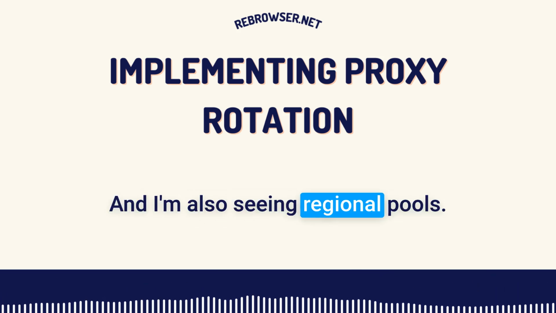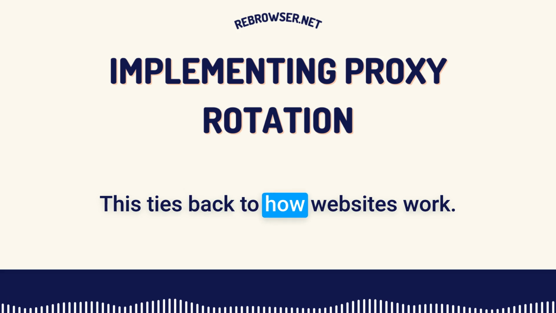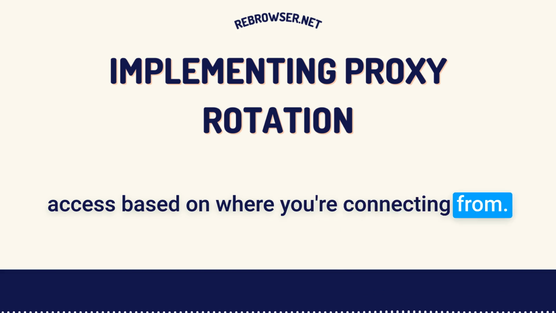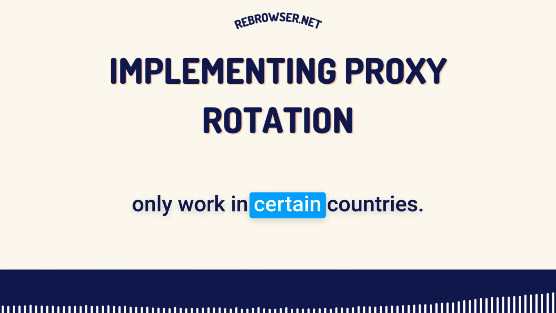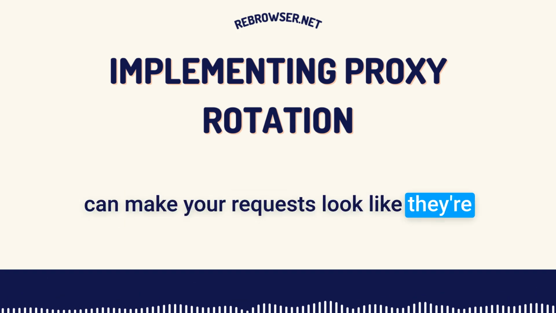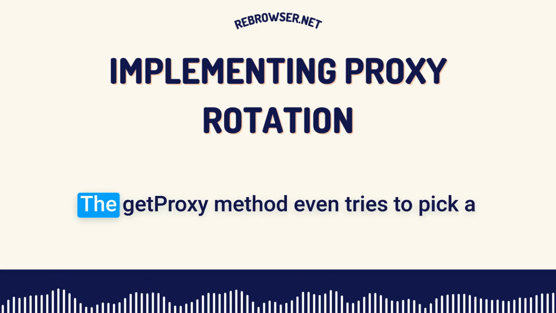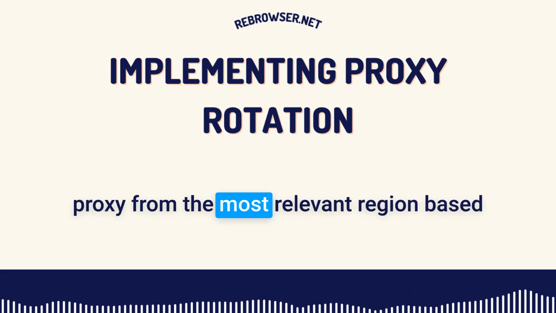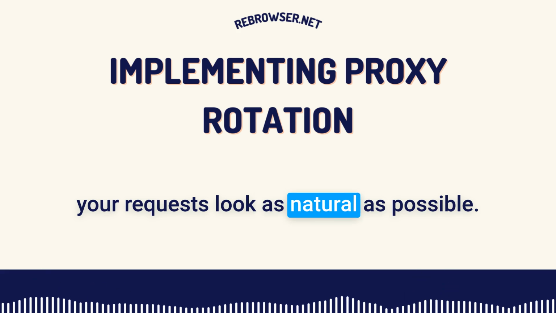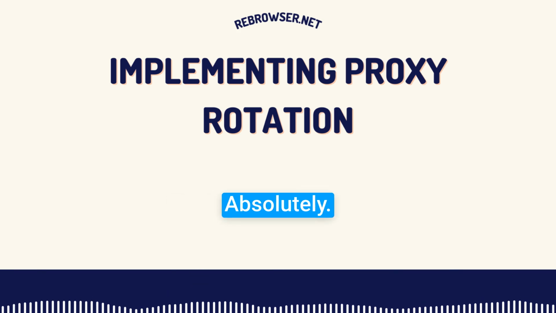And I'm also seeing regional pools. Why would you want to organize proxies by region? This ties back to how websites work. Many websites show different content or block access based on where you're connecting from. Oh, right. Like some streaming services only work in certain countries. Exactly. By having regional pools of proxies, you can make your requests look like they're coming from those specific regions. So you can get around those restrictions. In a way, yes. The getProxy method even tries to pick a proxy from the most relevant region based on the website you're targeting, making your requests look as natural as possible. So you're not just randomly grabbing any proxy. You're being strategic. Absolutely. It's about blending in.